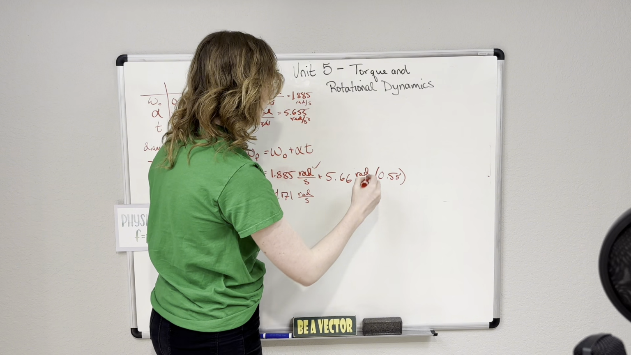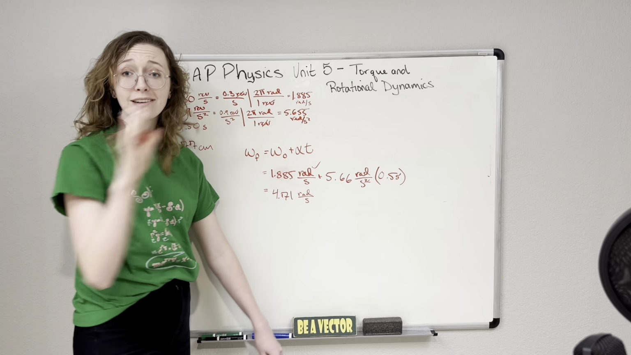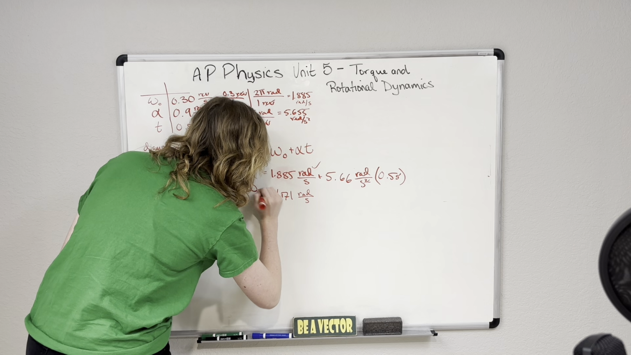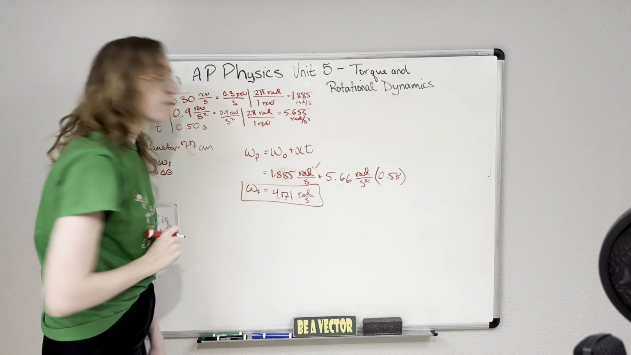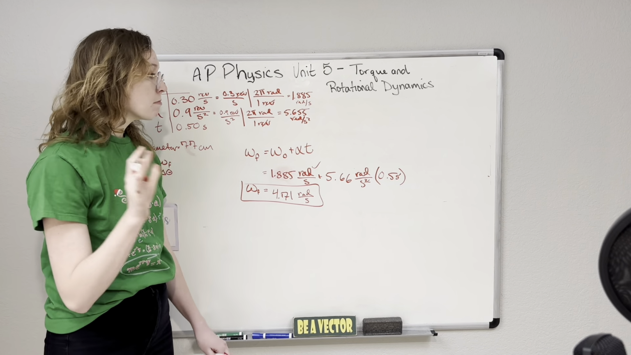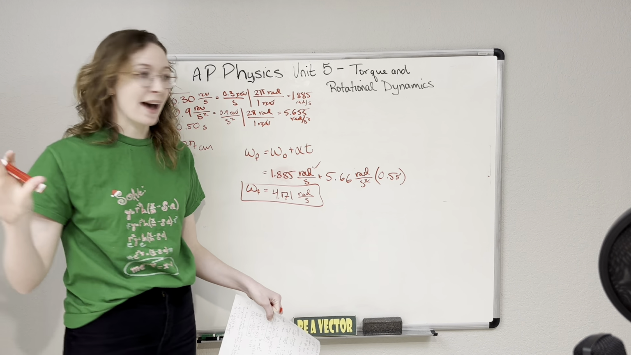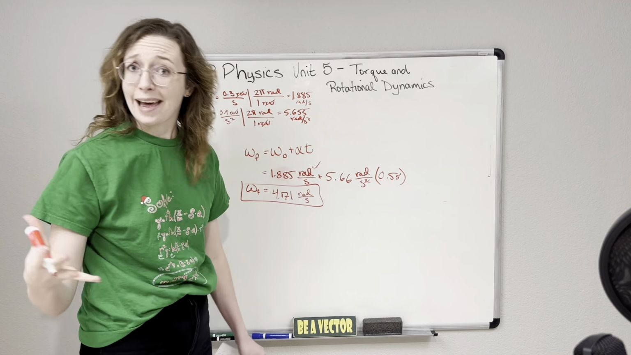Radians per second plus radians per second gives me radians per second. That all checks out. Those are the units I want, and so now I know that my final angular velocity is equal to 4.71 radians per second. Okay, that wasn't so bad, right? That was just like what we did back in Unit 1 with kinematics, just with squigglier letters.